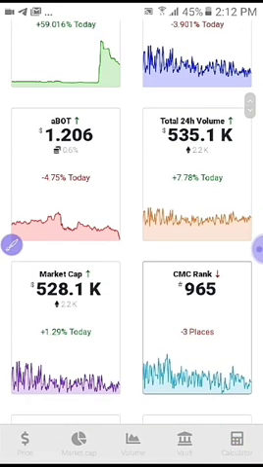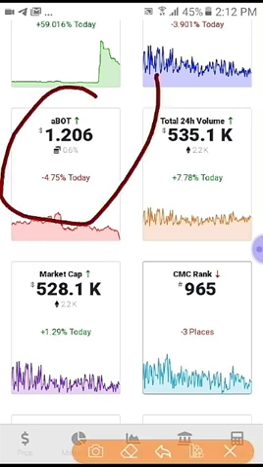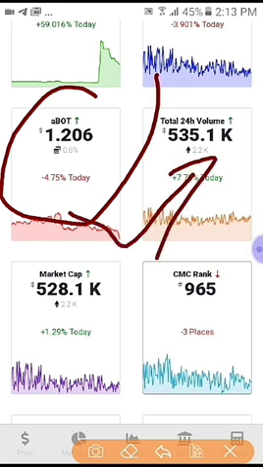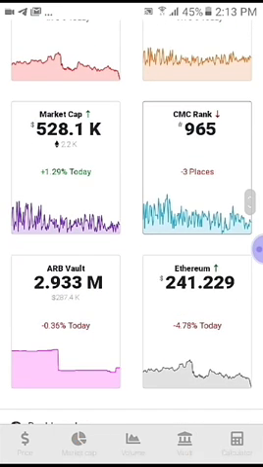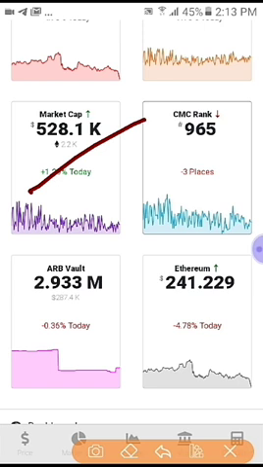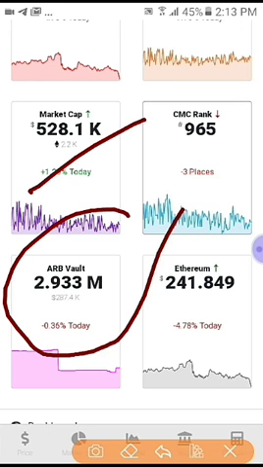Okay, we move on to the aBOT. The aBOT for today is amazing because it's rising. We have $1.2, that means 0.6% tokens. The total 24 hours volume is $535.1, that is 2.2k Ethereum. The market cap is $528.1, that means 2.2k Ethereum. The ARB value is 2.933 million, estimated at $287.4.